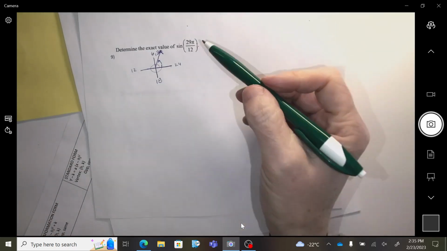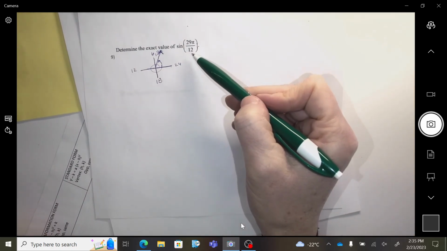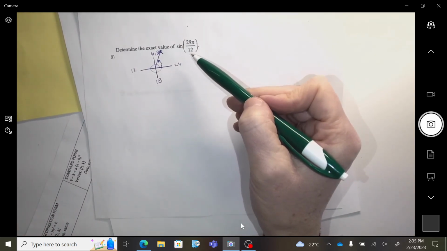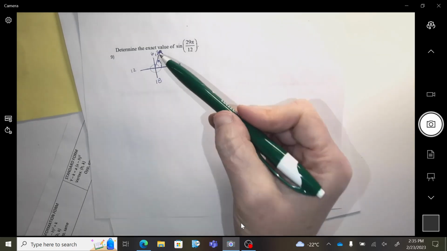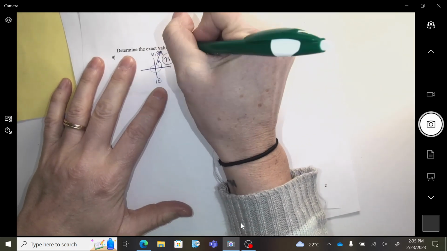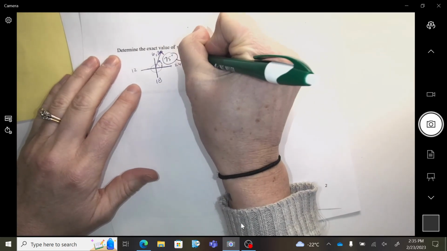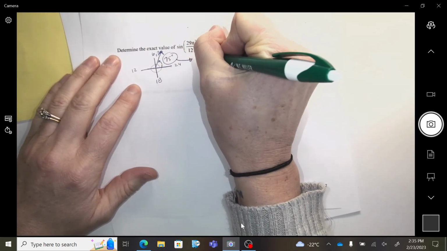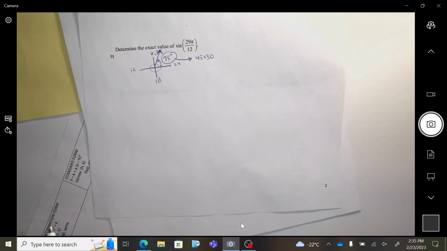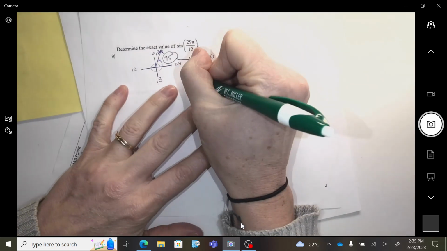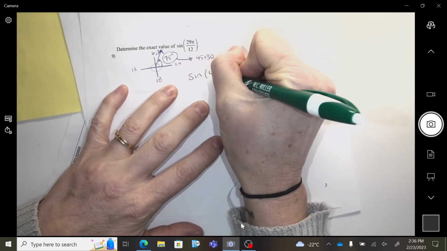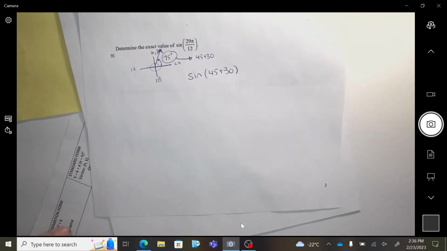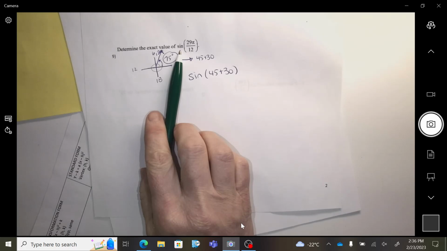So now, because this is a bottom of 12, it's a 15 or 75. So what is this? Is it 15 away or 75 away? 75. 75 degrees away from the x-axis. Which means I'm going to treat 75 as a 45 plus 30. So I'm going to do the sine of 45 plus 30. I did sine because the question said sine.